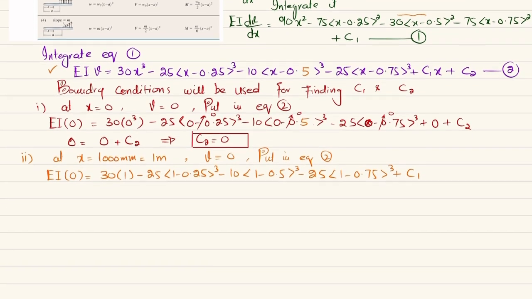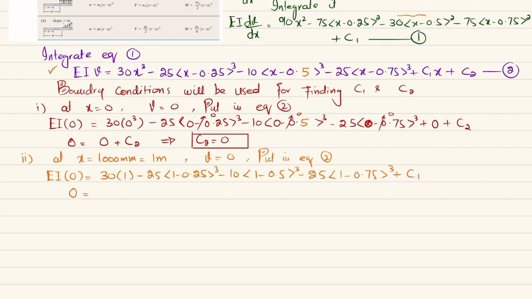Okay, now it's clear. So we will get 0 equal to 30, and this term will give you 1 minus 0.75, which is 0.75 whole cube, and this will give you minus 10.55, minus this term, when you calculate it, will be 1.25, and this whole term will give you minus 0.39 plus C1. So from here you will get C1 equal to minus 17.8125.